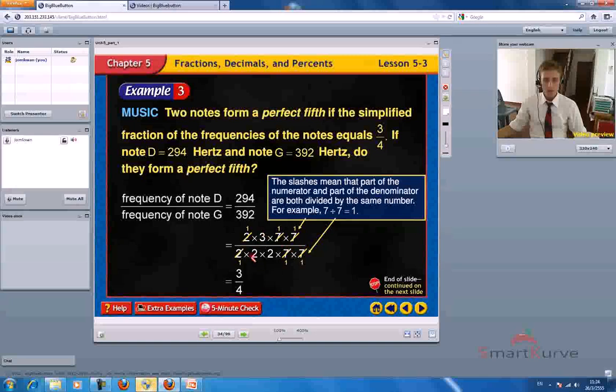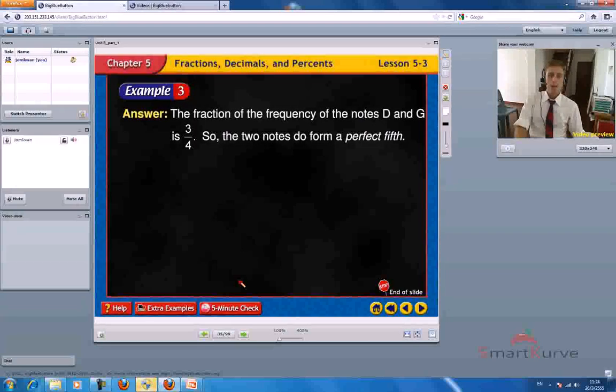For example, 7 divided by 7. So we have 2 times 3 times 7 times 7 over 2 times 2 times 2 times 7 times 7. We cross them out if they are both the same on the top and the bottom. We are then left with 3 over 2 times 2, or 3/4.